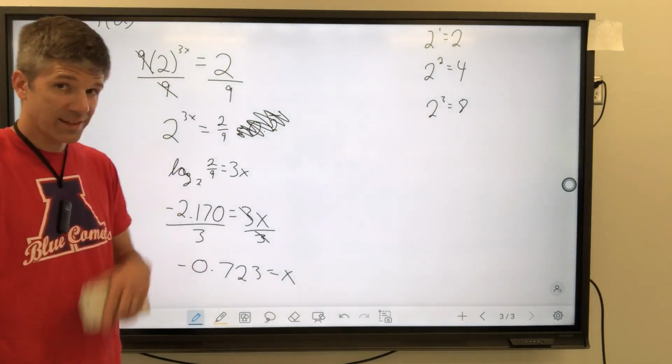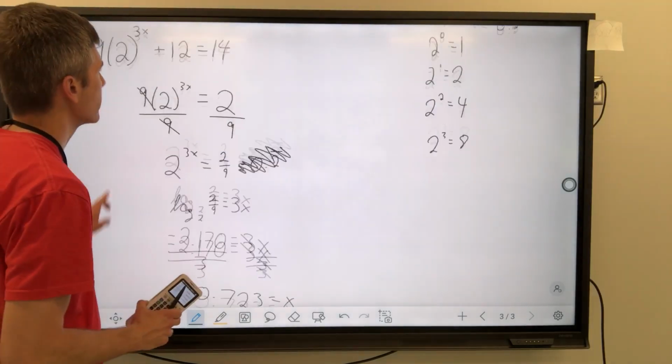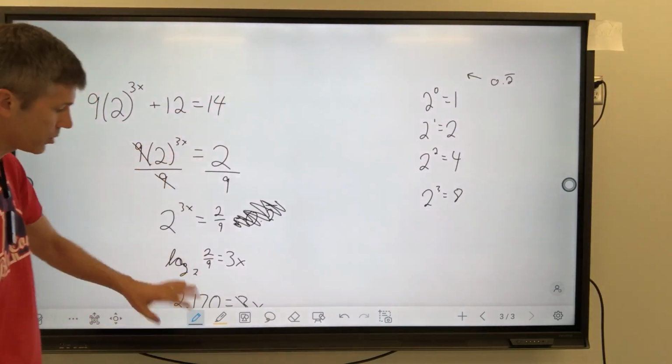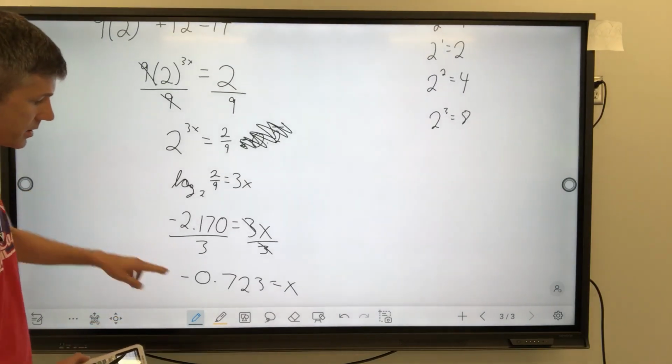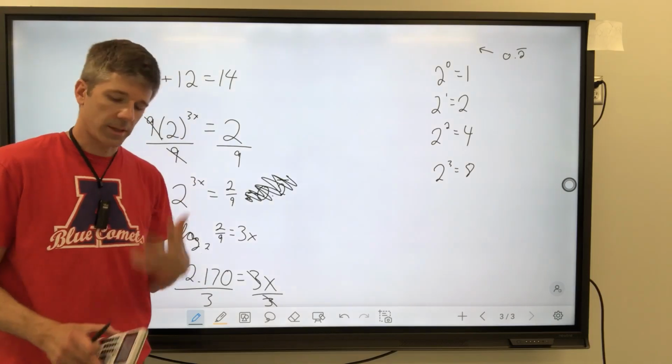Now, if you were to check your answer, you would not get that, okay? You would not get 14 as your answer. If you took your final answer, which was negative 0.723, you plug it in here, you work it out, you won't get exactly 14 because you've rounded it off.